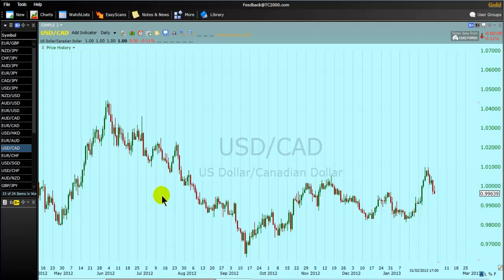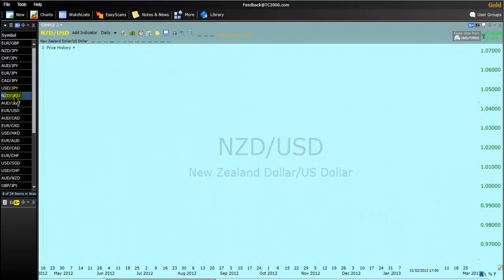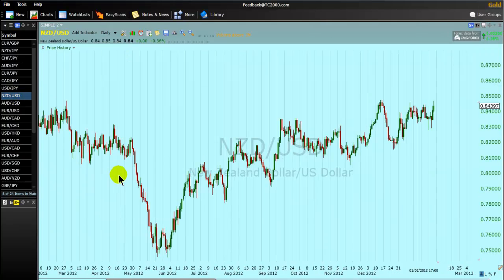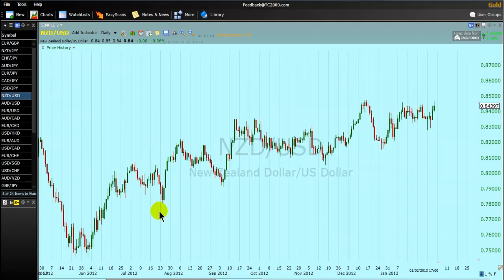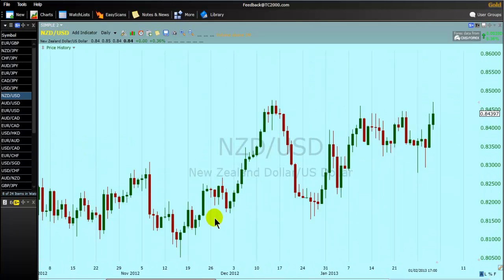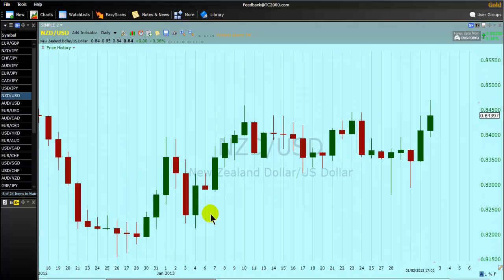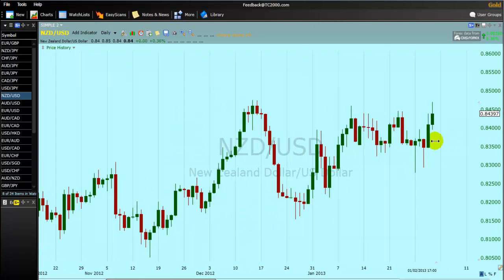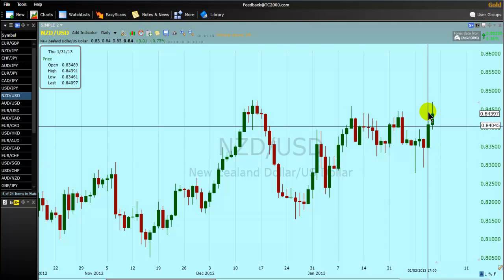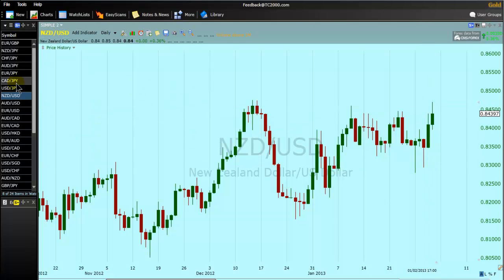I respect their choice. But, ladies and gentlemen, as we have seen for the New Zealand dollar, US dollar currency pair, it was due to go up for some time. But for a long time it was suppressed. Suddenly it went up, and here you can see two days in a row. It went from this low here and went up big time last week. For the US dollar, Canadian dollar currency pair, we are expecting it to go up.